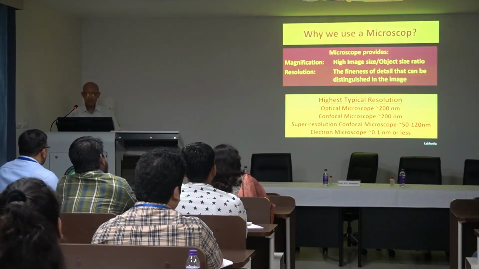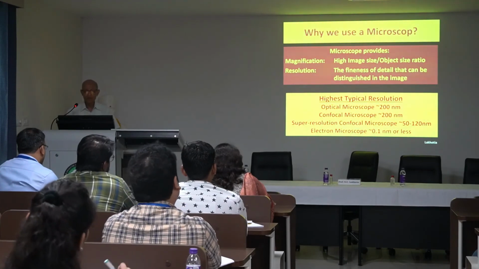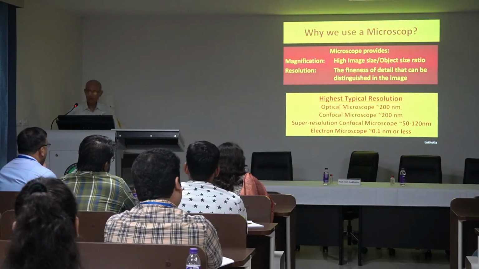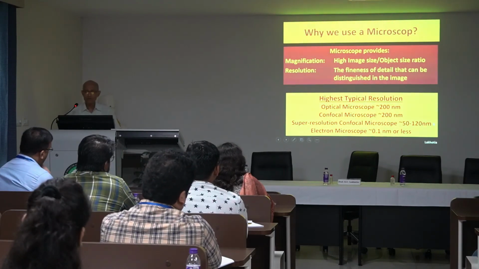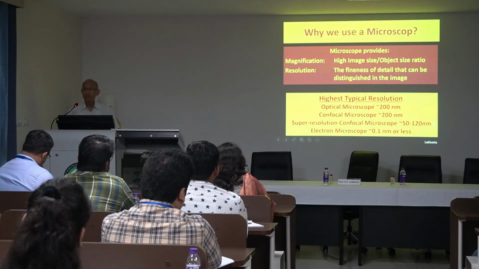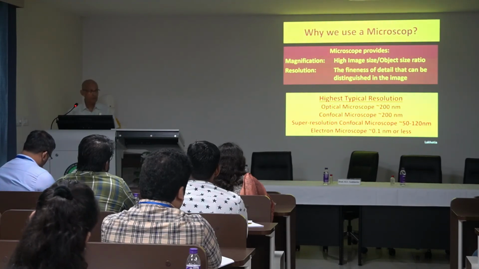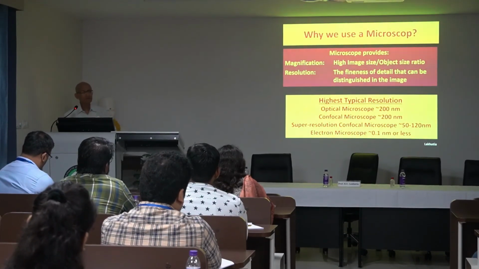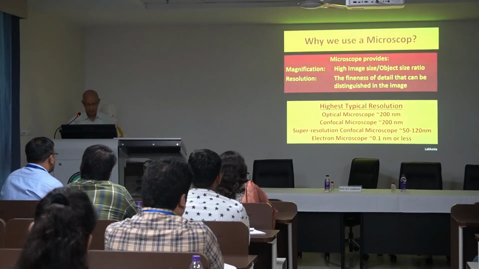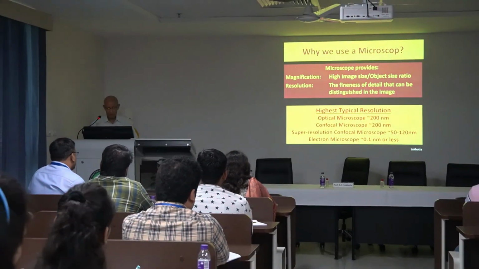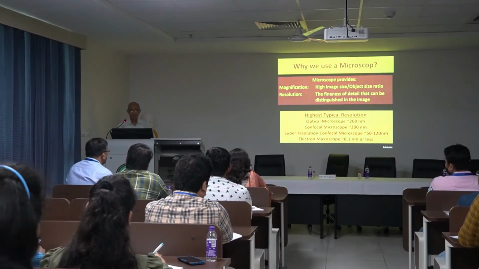But the highest typical resolution in an optical microscope is about 200 nanometer. And the confocal microscope is also the same, standard confocal. But when you go to the top of super resolution confocal microscope, they claim up to 50 nanometer, but usually we remain between 100 to 120 nanometer. Some claim that one can go to 50 or even less, but that's a very difficult situation. Electron microscope, of course, one can go to less than 0.1 nanometer or even less, and that's where we have enormous detail.